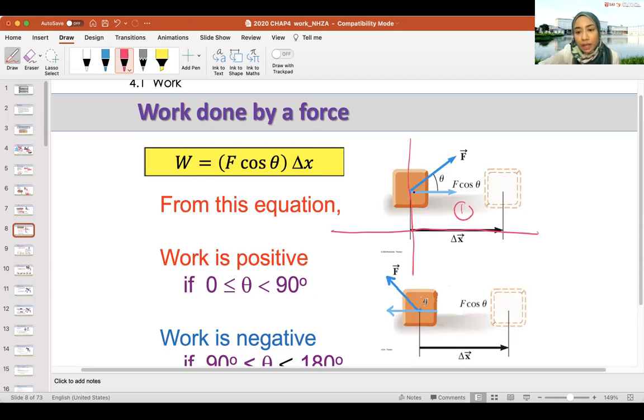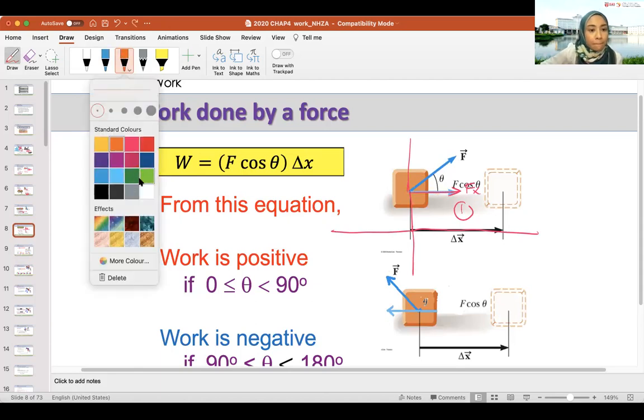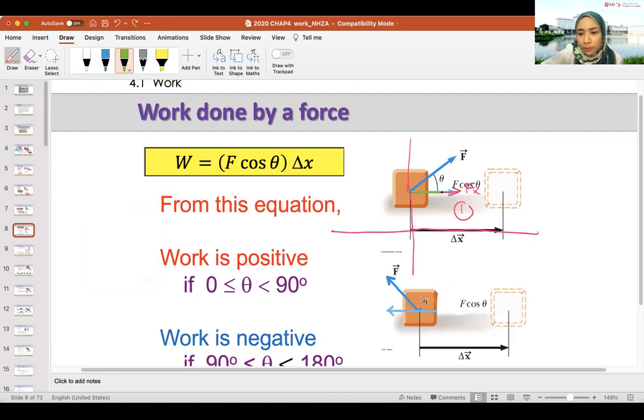So if I resolve my F, it will become Fx and it would become, let's use a different color. Let's use green, so it's a bit more visible. Can you see? Okay. So that is Fx. If I resolve my F, I get the Fx over there, and Fy, which I don't care about because this is work done. So Fx is in the same quarter as displacement. Therefore, it is a positive work done.